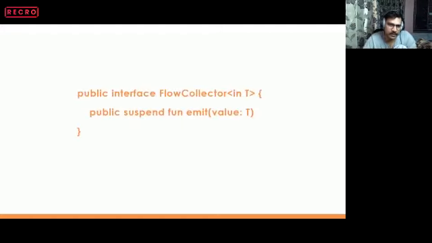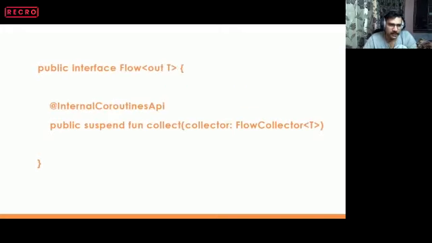If you see this emit function, this is a suspend function, and this collect is also a suspend function. So if you want that directly, I'll just call that function. It won't work. To get that data from a flow, you actually need to run inside a coroutine scope or a suspend function, right? So basically you have to use it inside a coroutine scope.